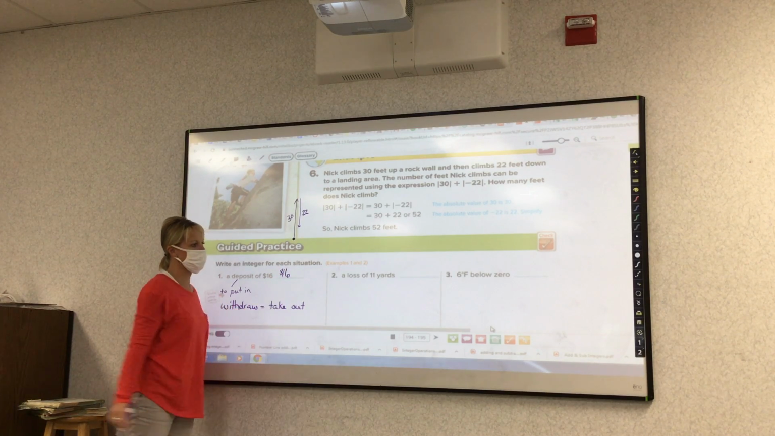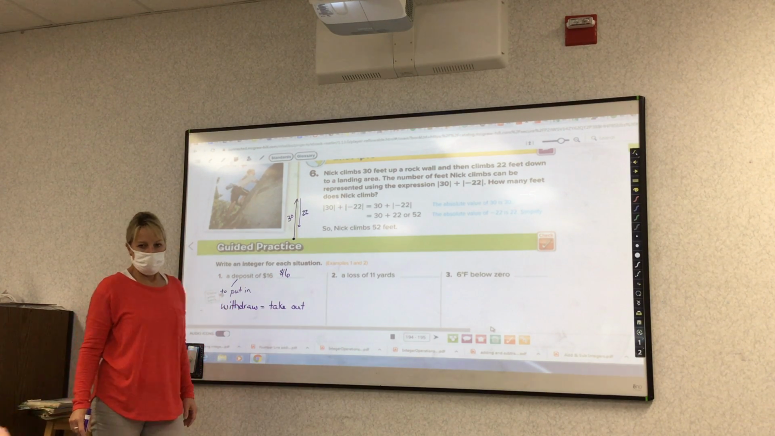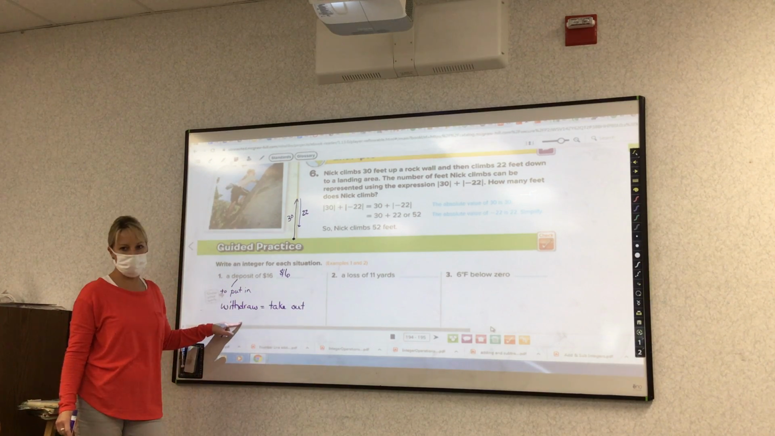I thought deposit means like take it out. No, withdraw means to take out.